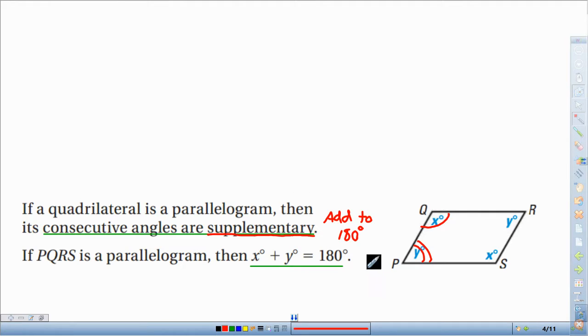Okay, so yeah, consecutive angles are supplementary. Here's the big thing I want to point out. These angles right here, yeah, they add to 180. They're not our only consecutive angles. Okay, this angle Q and this angle R would also be consecutive. Those would add to 180. Angle R and angle S would be consecutive. They add to 180. Angle S and angle P would be consecutive. They add to 180. Okay, so all of these side-by-side angles add to 180.